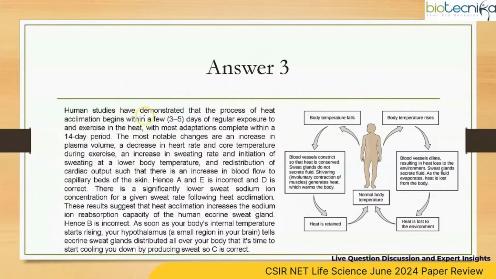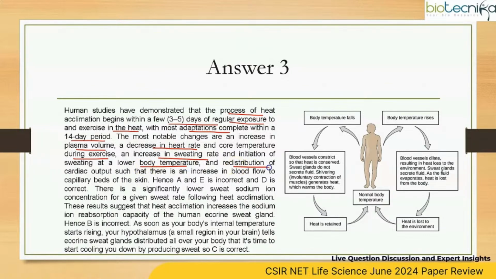Okay, so if we see a little bit in more detail, human studies have demonstrated that the process of heat acclimatization will begin within 3 to 5 days of regular exposure to exercise in the heat, with most adaptations complete within a 14-day period. The notable changes are an increase in plasma volume, a decrease in heart rate, core temperature during exercise will decrease, an increase in sweating rate and initiation of sweating at a lower body temperature.